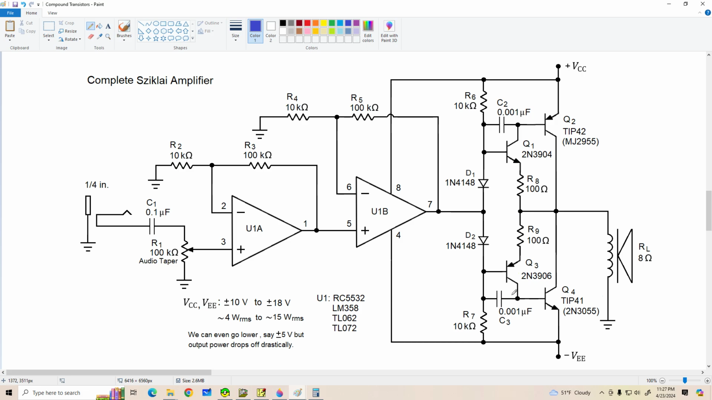Same thing down here with Q3. I've also included a 100 ohm resistor in series with this emitter and this emitter as well. These are emitter swamping resistors.